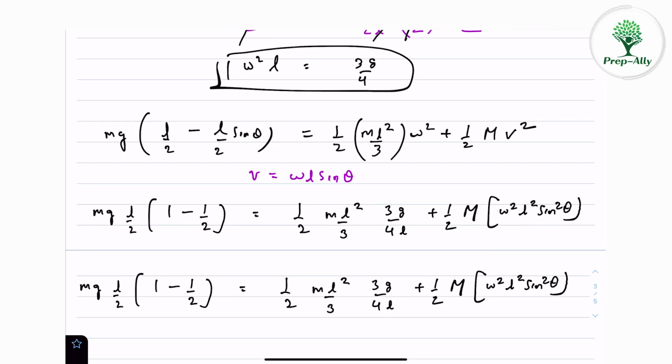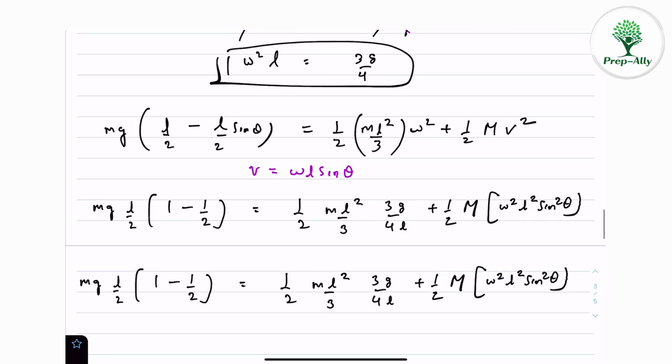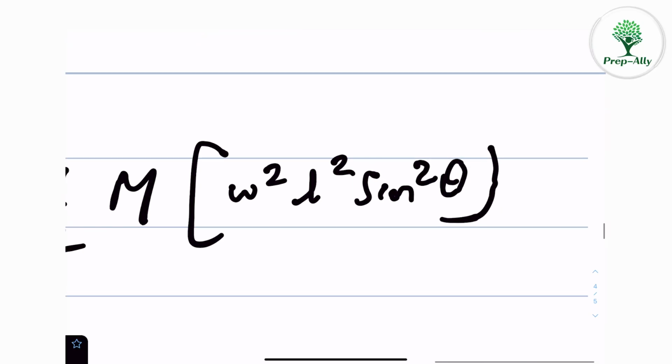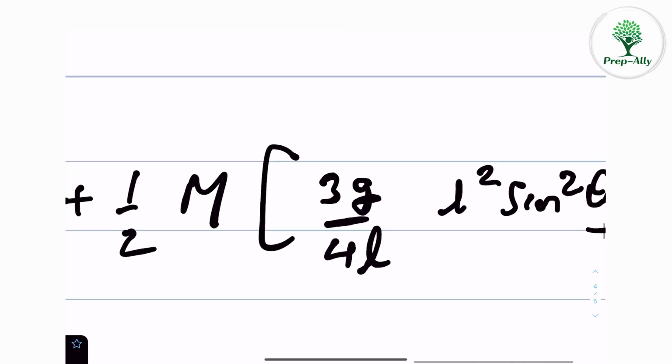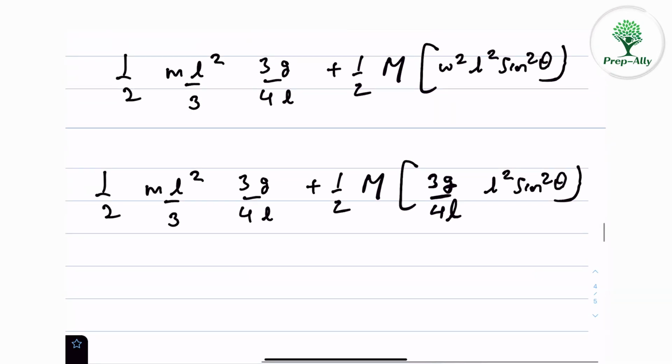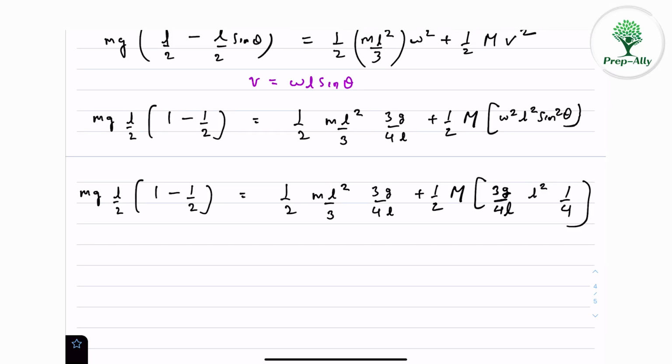So this omega square is 3g by 4l. So let me just drag this, remove omega square and put 3g by 4l. And also sin square theta. What is sin square theta? At contact breaking, sin square theta is 1 by 4. So finally we got something out of it, I suppose. We'll cancel out g from all the sides and l also from all the sides.